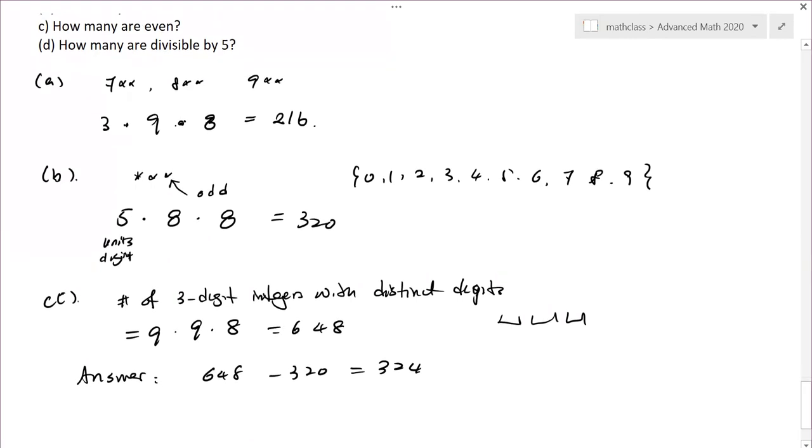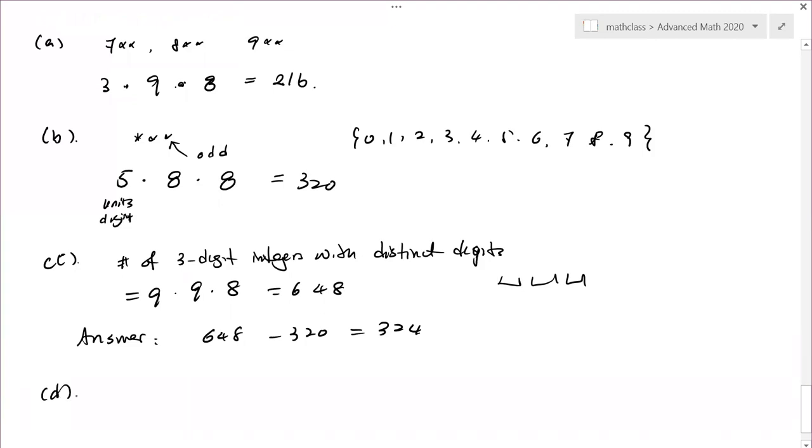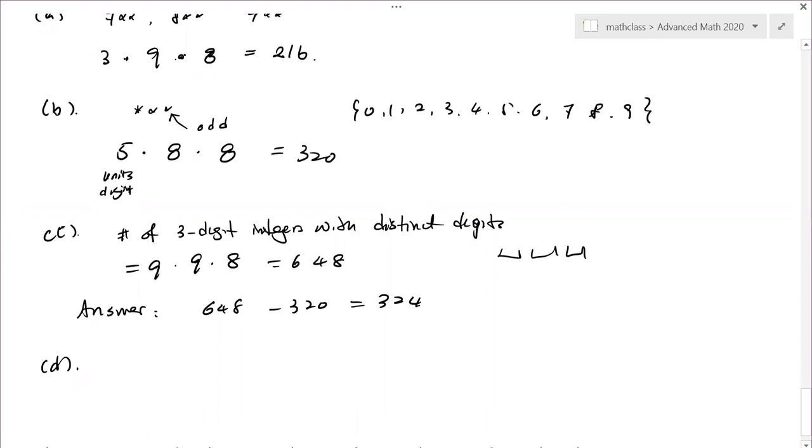The last one: how many of them are divisible by 5? A number is divisible by 5. Here's my hint: it must be in the following form, either ending in 0 or ending in 5. Okay, so please work on this. I gave you the hint.